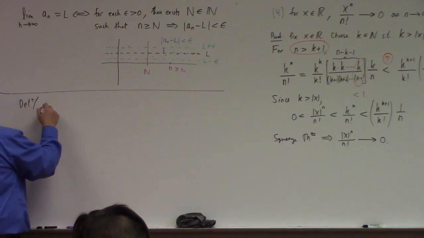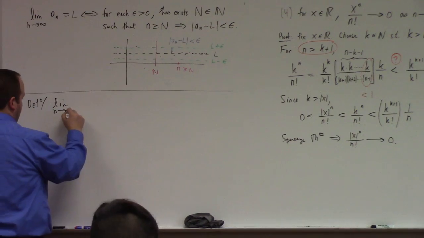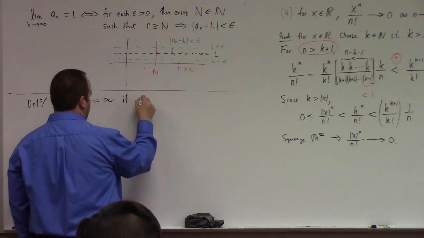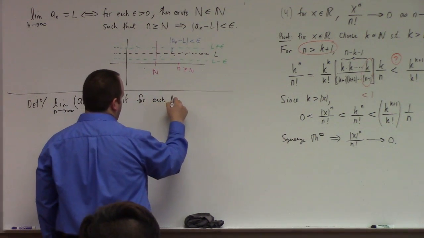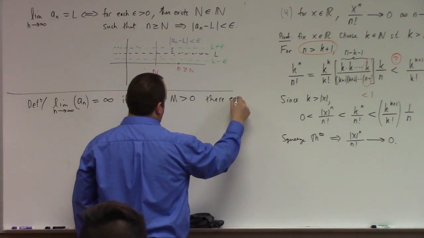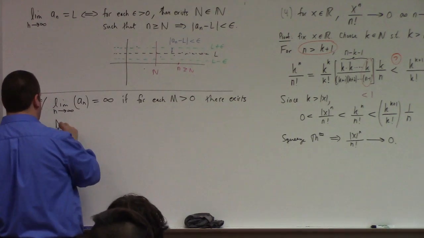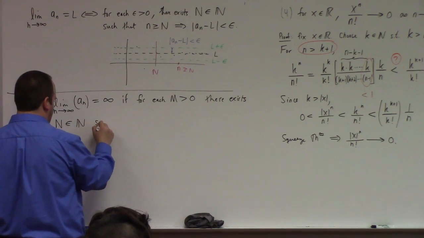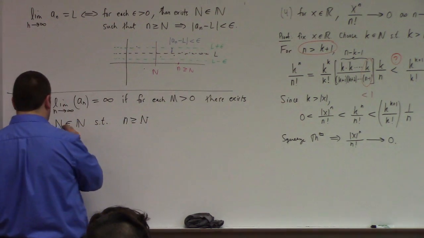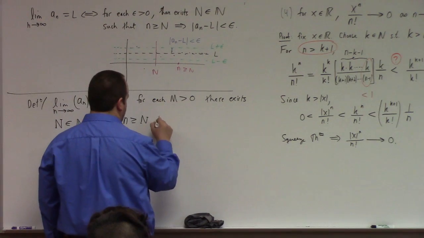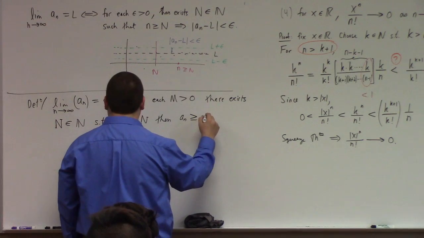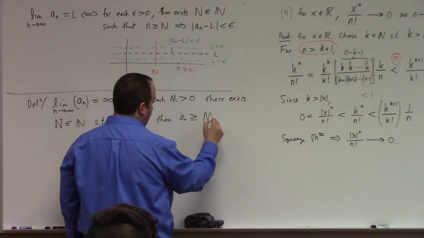Here it is. The limit as n goes to infinity of a sub n is equal to infinity if for each big M greater than 0, there exists, let's say, capital N in the natural numbers such that if little n is greater than or equal to that capital N, then a sub n is greater than or equal to M.